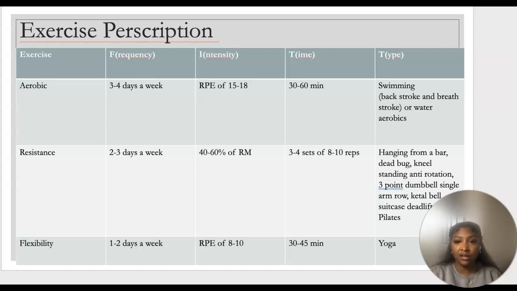I have kneeling, standing, anti-rotational, which is done with the cable machine or it can be done with a weight when rotating. I have the 3-point dumbbell single arm row. Again, with strengthening the back, it'll allow us to detect any type of imbalance basically for her because it focuses on each side. Then we have the kettlebell suitcase deadlift. Again, I decided to go with that because it seemed to be a fan favorite amongst articles for lower body workouts.